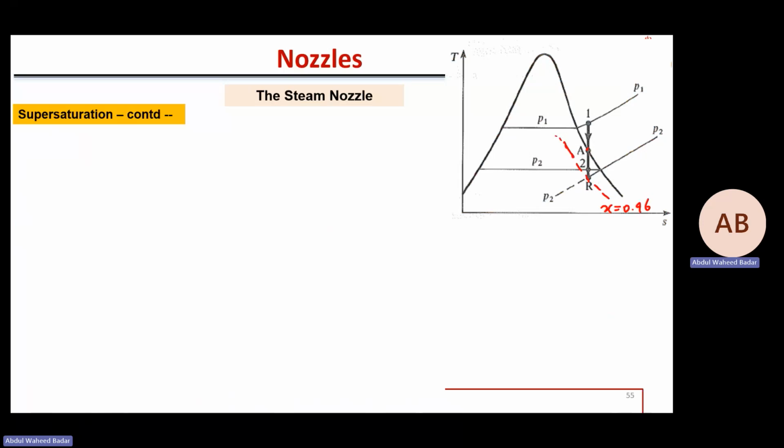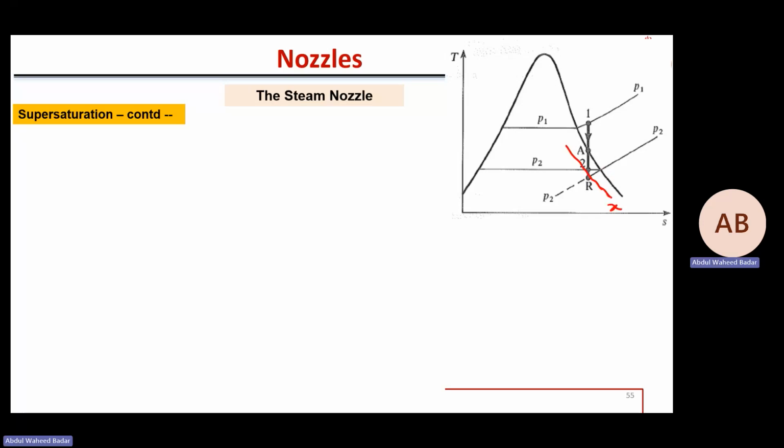Okay. It means for this supersaturated flow, this portion A to R is also superheated. If it is also superheated, then this pressure line on the TS diagram will continue like this, as in the superheated region. Why? Because this x equal to 1 line is shifted here.